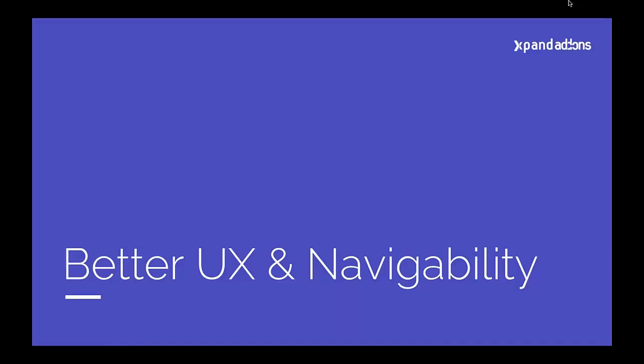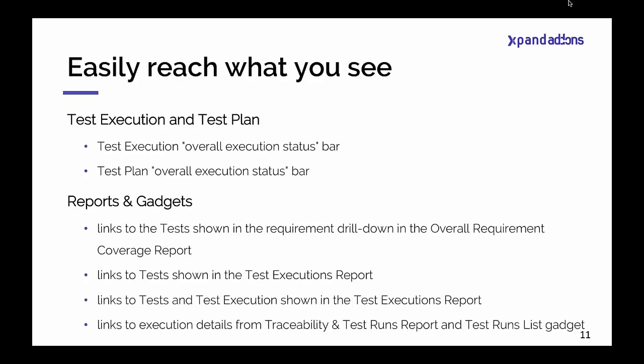Okay, let's talk a bit about usability, and this also covers a bit about navigability to go to the information that may be relevant to you. Sometimes you are looking at some information, for example, at the test executions or at the test plans, and you are looking at the overall progress bar. For example, you may want to get the test issues that are currently in some status. Well, now you can actually click on the numbers that you see on those progress bars.